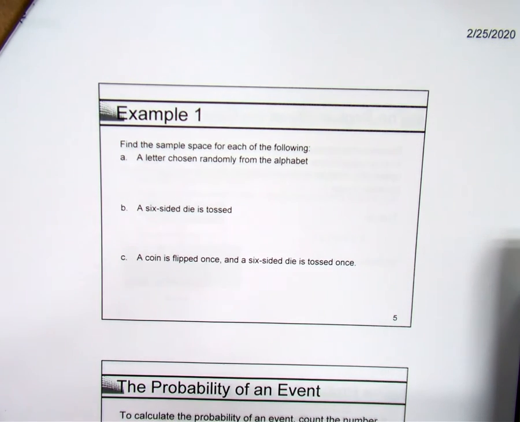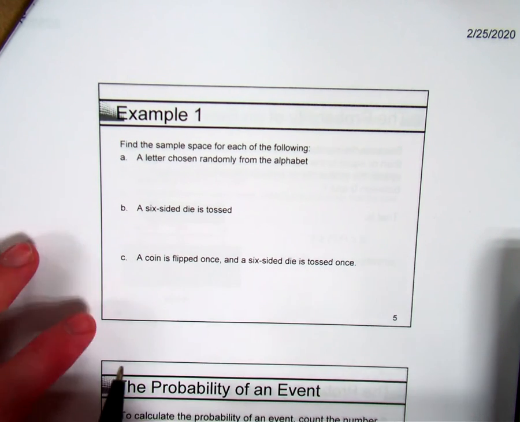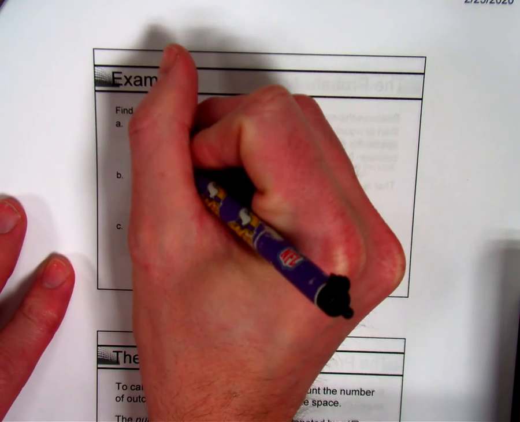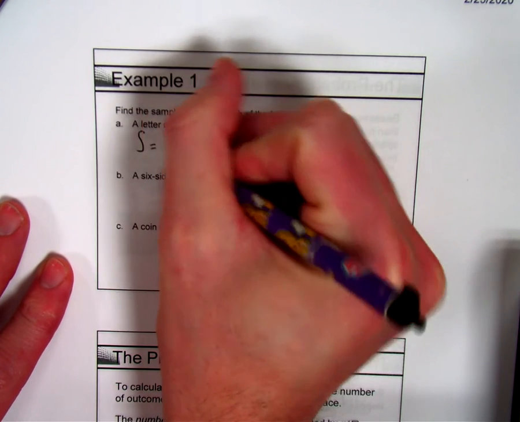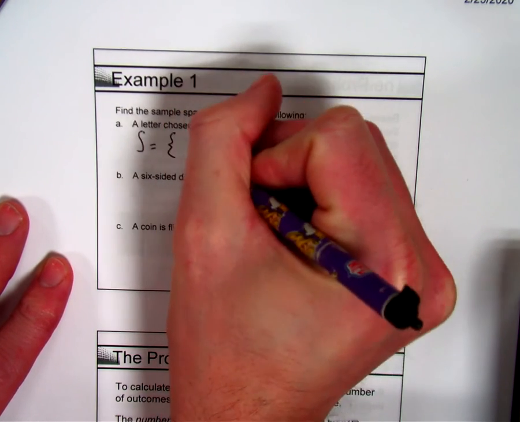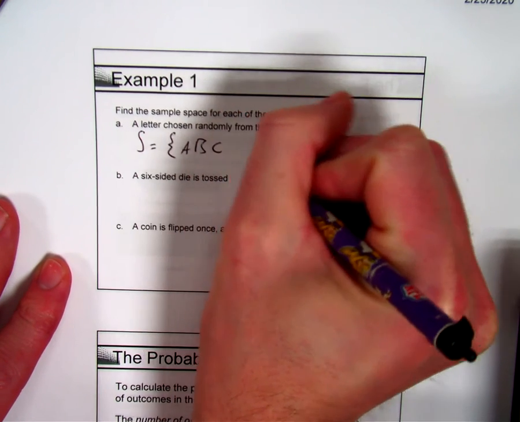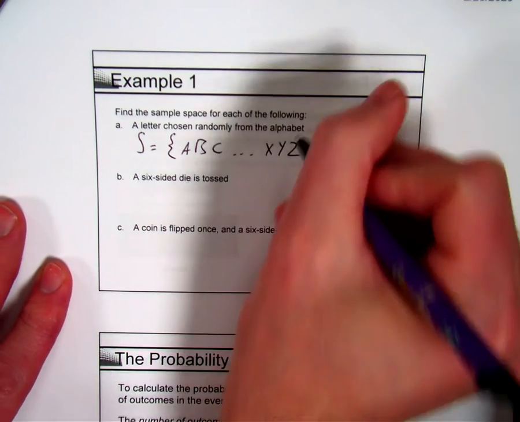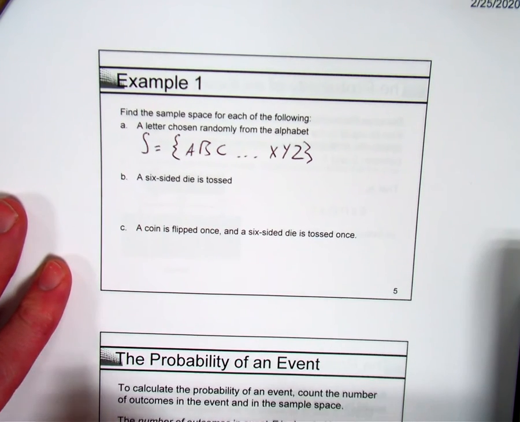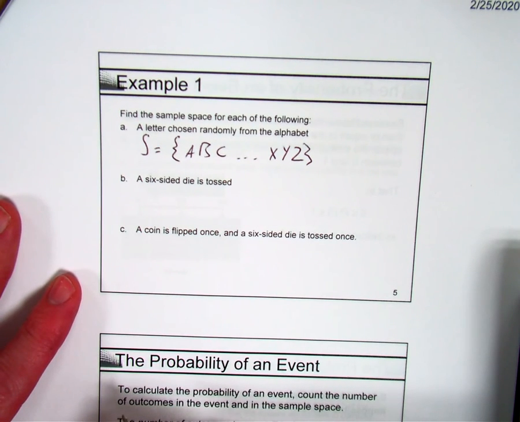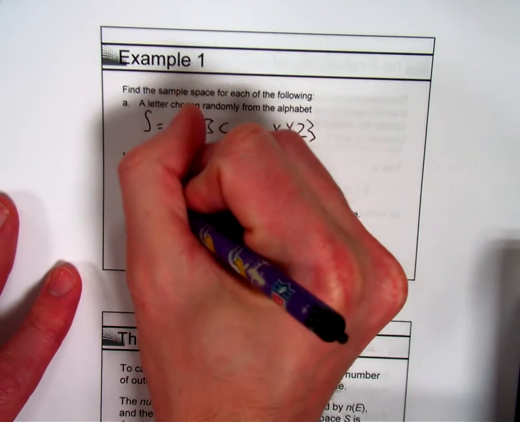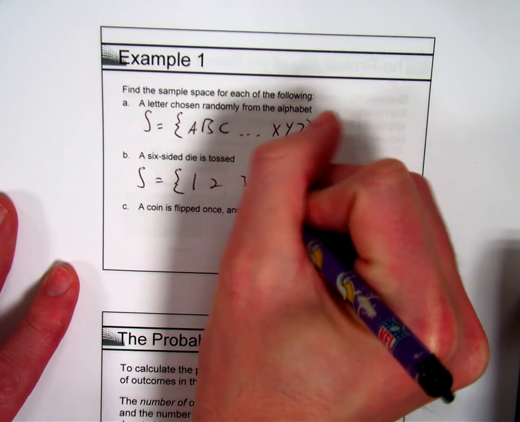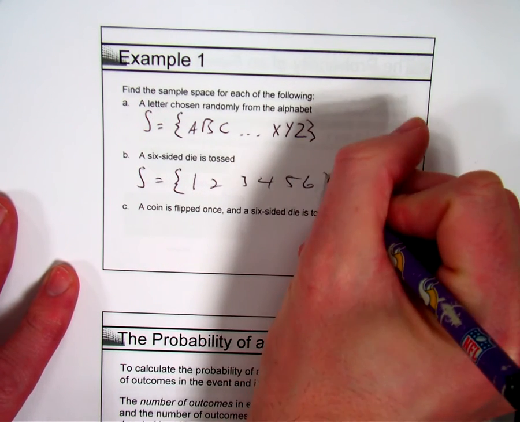Alright, what is the sample space for each of the following? A letter chosen randomly from the alphabet. So there's 26 letters, but what are those letters? Our sample space. Okay, we got all the letters: A, B, C, ... X, Y, Z. Close your set. Six-sided die. Sample space. We got 1, 2, 3, 4, 5, 6.